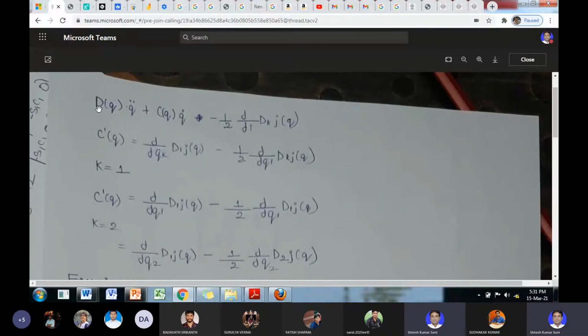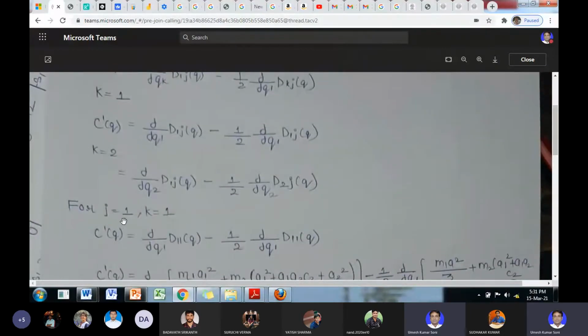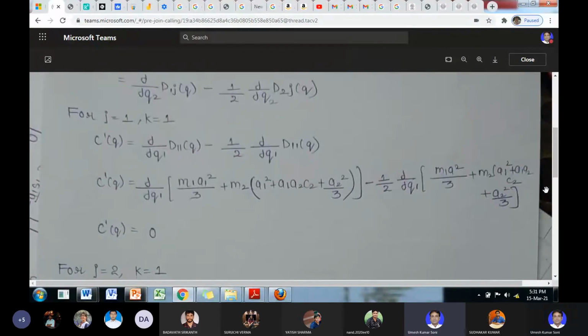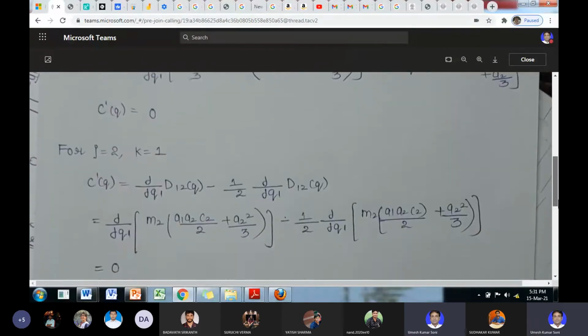Suruchi, the first equation is not correct. The first equation you have written at the top is not the right equation. I think some mistake happened during writing. From the second equation it is correct: del upon del q k, I j q minus 1 upon 2 del upon del q I kj q. For k equal to 1 and k equal to 2 you will calculate this, and then you calculate j equal to 1, k equal to 1, and all the elements you get one by one.